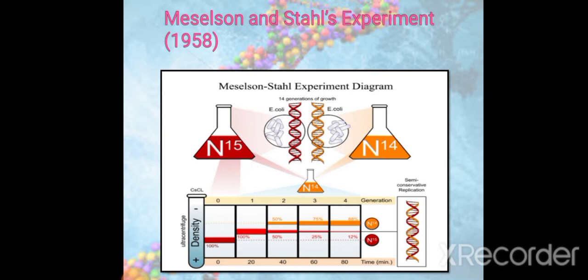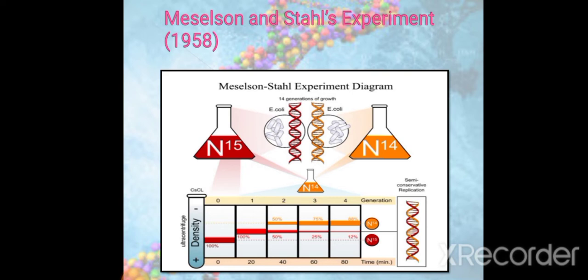Whenever Escherichia coli cells are grown, the media contains ammonium chloride, that is NH4Cl. For the nitrogen present in that NH4Cl, two different nitrogen isotopes were used. These nitrogen isotopes have different atomic masses. N15 has a heavier mass than N14, and N14 is the lighter one, which is commonly observed within the cells.